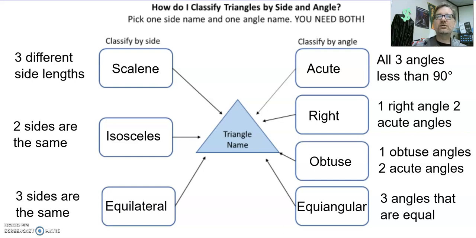These are how we are going to name our triangles. We're going to pick 1 from the sides and 1 from the angles. So I'm going to say we have a scalene right triangle. Scalene right means it has 3 different side lengths and 1 right angle. I'll say isosceles obtuse. So 2 sides are the same and 1 of the angles is an obtuse angle. That's how we are going to say these things.